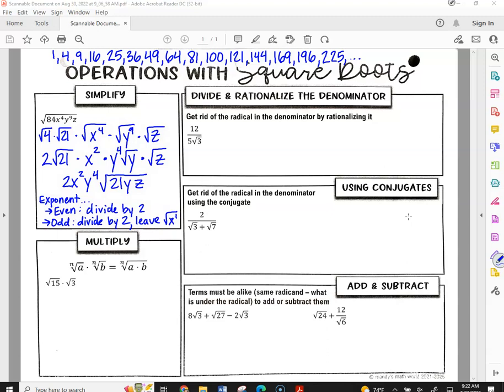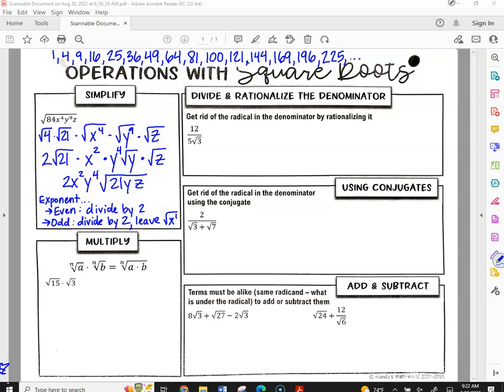You can multiply and you can divide. I'll show you how to divide though. But you can multiply and divide all day long. When you are adding and subtracting, they have to have the same number under the radical. The whole thing has to match. It's like a last name. So you can't add and subtract until they match.